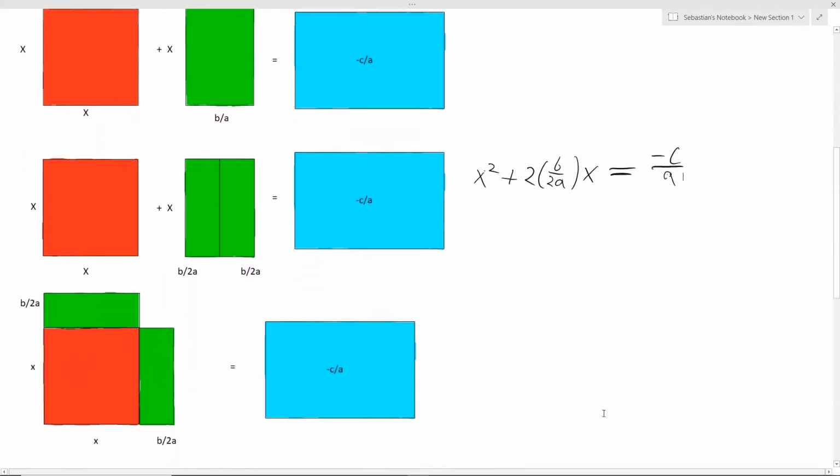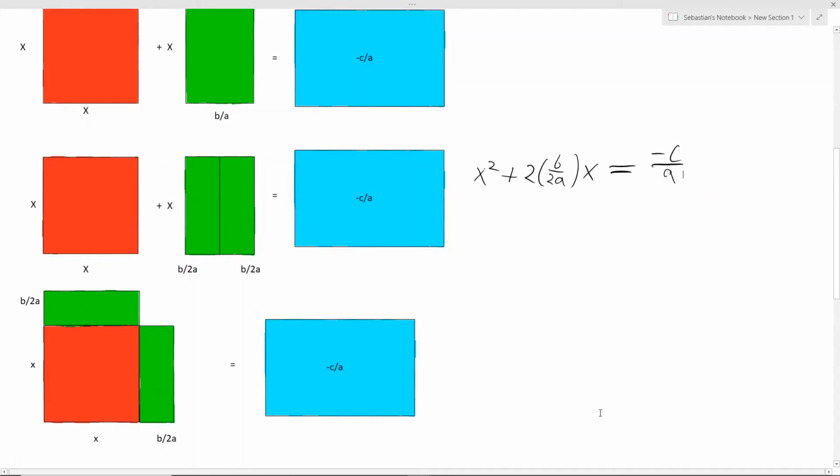Now, I'm going to combine the red and the green rectangles by taking one half of the green rectangle and putting it on the top of the red square, and the other one I'm going to put on the side. Algebraically this doesn't change anything, but geometrically what we can see gives us an idea of how to simplify this a bit, because really what we have is almost a square. The only thing that's missing is this little corner.